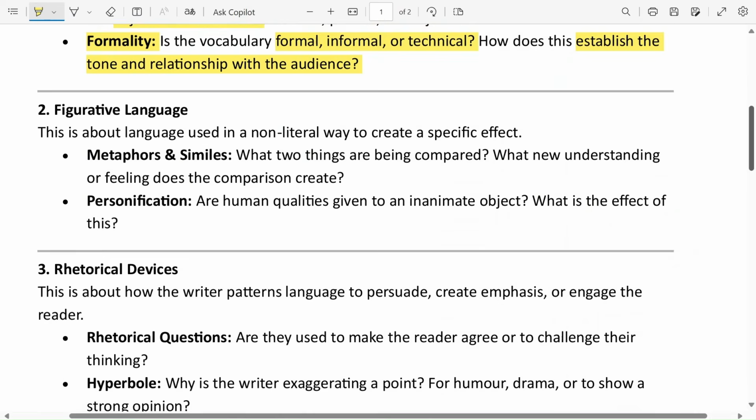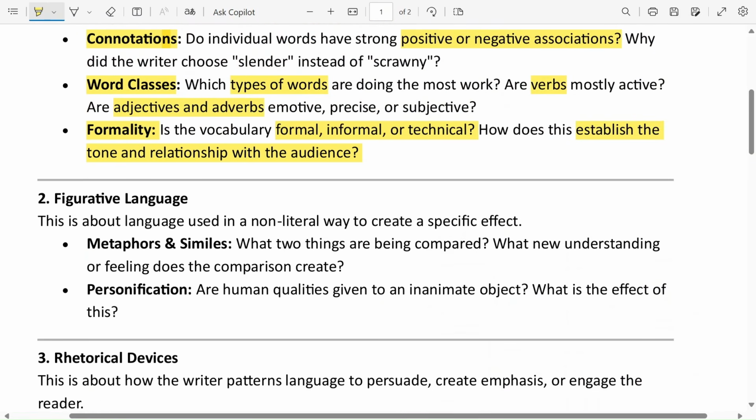Moving on, let's talk about figurative language, where words are used in a non-literal way to create a specific effect. One of the most important figures of speech are metaphors and similes. So when we look at metaphors and similes, we need to wonder what two different things are being compared. What new understanding or feeling does that comparison spark in you? So, for example, when we hear a sentence like, "Her smile was like sunshine," we immediately feel some kind of warmth, don't we?